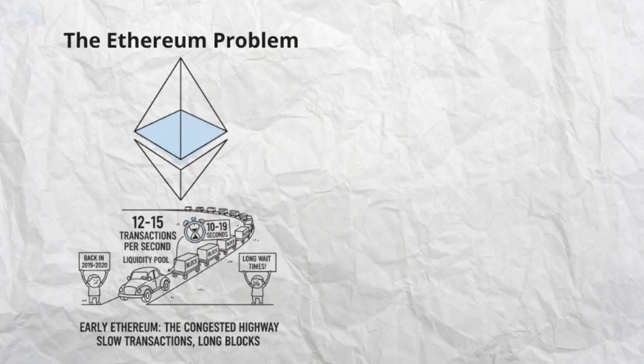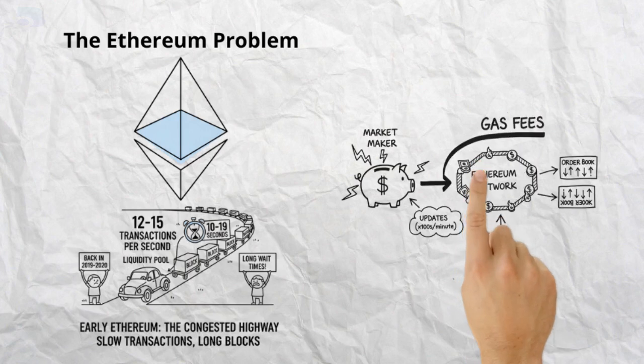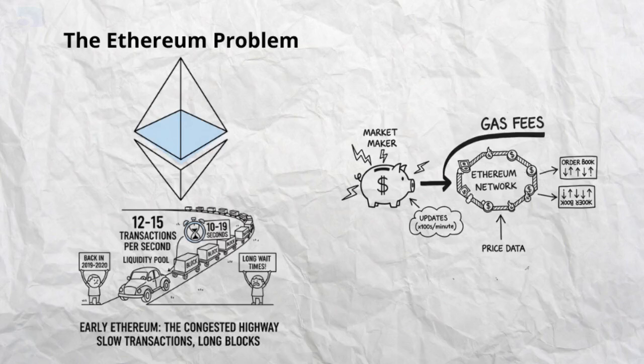blockchain: the Ethereum problem. Back in 2019 to 2020, when liquidity pools were invented, Ethereum could only process about 12 to 15 transactions per second, with each block taking 10 to 19 seconds. Market makers need to update their orders constantly, sometimes hundreds of times per minute, to reflect current prices and market conditions. On Ethereum, every order placement and cancellation costs gas fees.